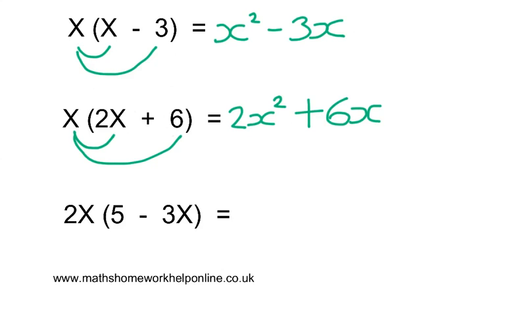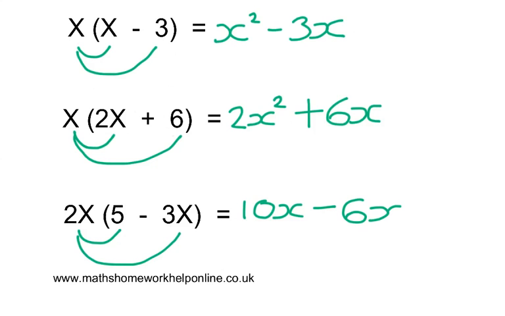And lastly, we're going to do 2x times everything inside the brackets. So 2x times 5 minus 2x times 3x. So 2x times 5, 2 times 5 is 10, so that will be 10x, minus 2x times 3x. So 2 times 3 is 6, and then x times x is x squared, so that will be 6x squared.